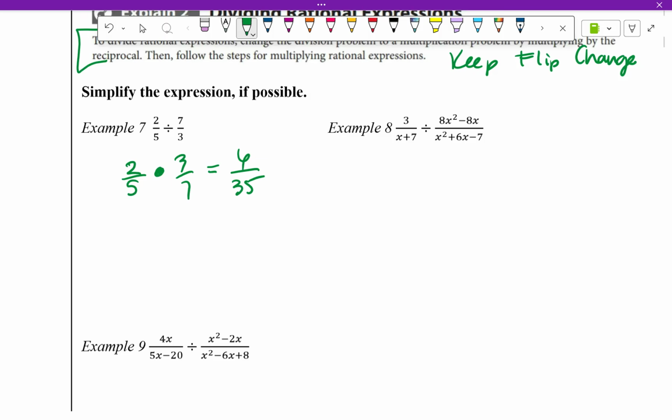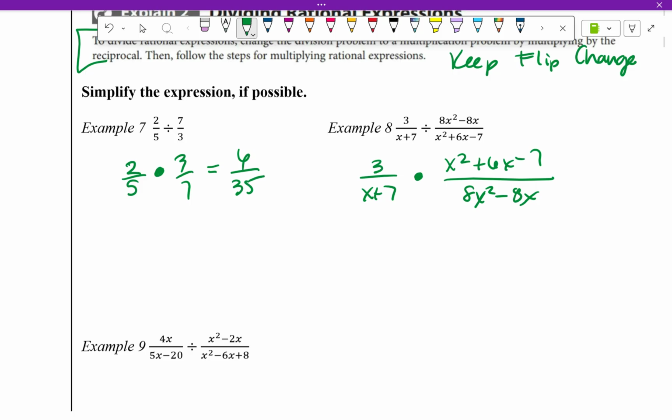Okay, we're looking at example 8. We're going to do the same thing, but with polynomials. This ends up being no different than what I did yesterday. So I'm keeping the first fraction, 3 over x plus 7. I am flipping the second fraction, x squared plus 6x minus 7 over 8x squared minus 8x. And then I am changing from division to multiplication.